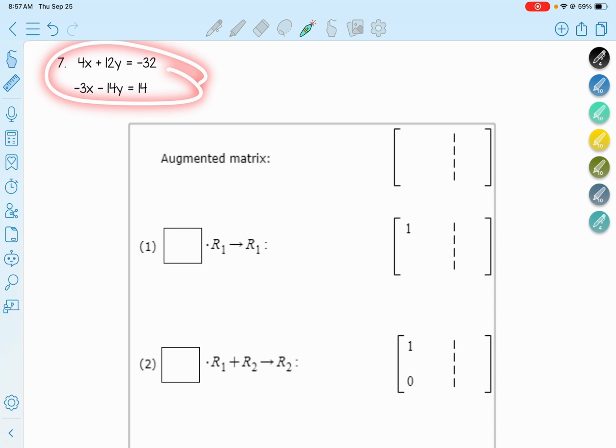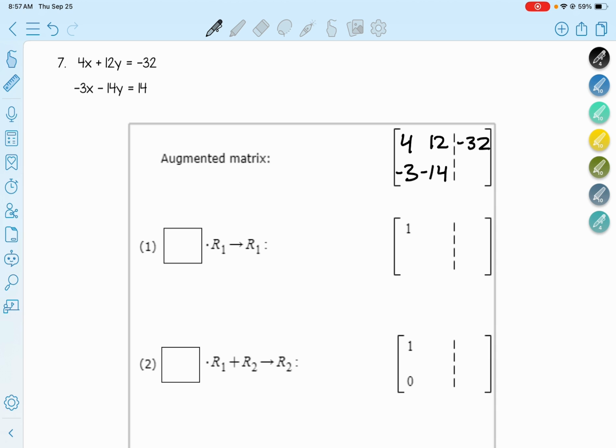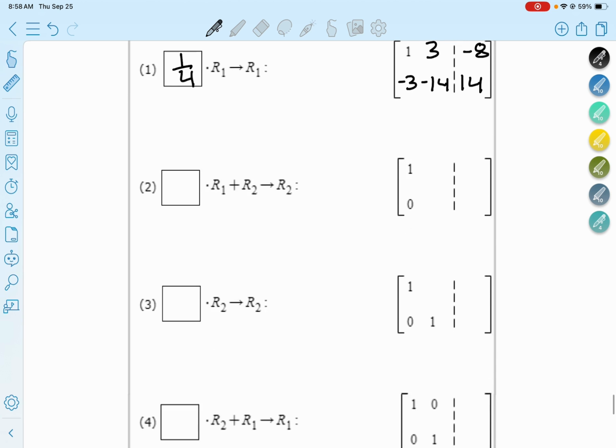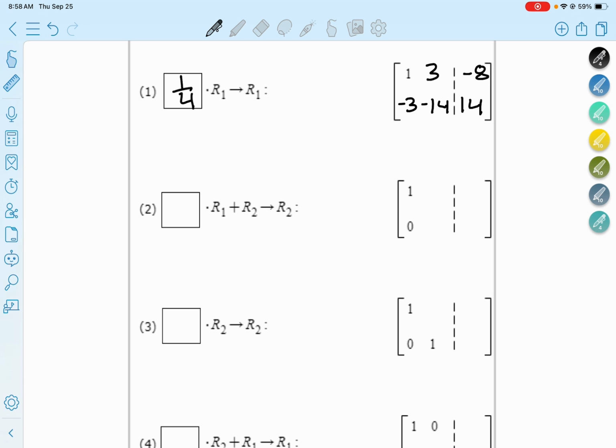So I'm going to take this system and put it into the matrix. So I get 4, 12, -32, -3, -14, and 14. From here, I'm going to take this top row and multiply it by something such that 4 becomes 1, which is going to be 1/4. This results in 1, 3, -8, and row 2 stayed the same, so I have -3, -14, and 14.